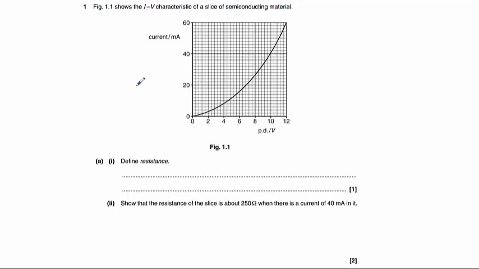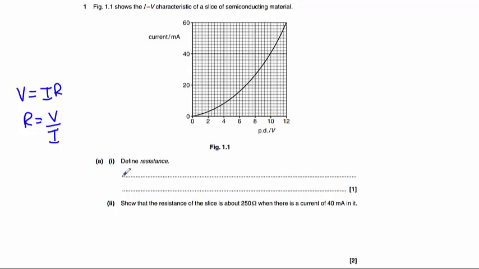Question number 1 begins with the IV characteristic, that is voltage potential difference against current graph for a slice of semiconducting material. Part A I asks us to define resistance. We know that V equals I current divided by R resistance, so we can rearrange that. That would give us resistance equals voltage divided by current.